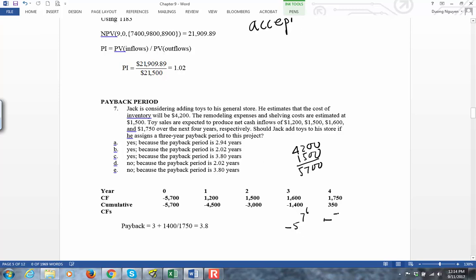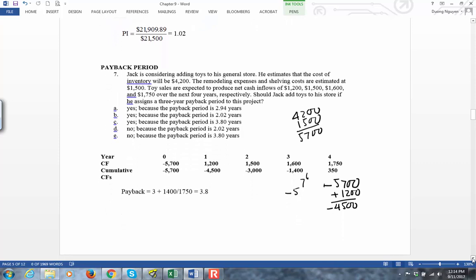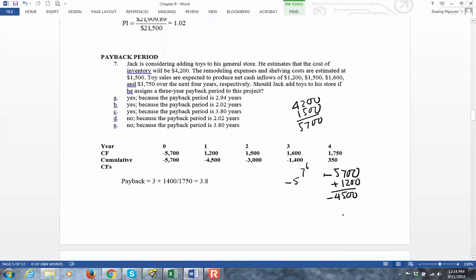So you have negative 5,700, you add 1,200 back, so you have negative 4,500. And then after 2 years you have another 1,500 coming in, so you have negative $3,000 only, and so on. After year 3 it is negative 1,400. After year 4 it has become positive 350. So obviously to get your money back you need at least 3 years.